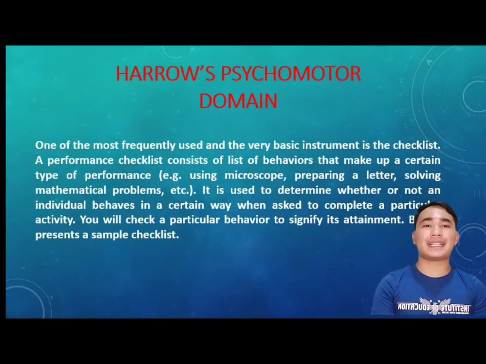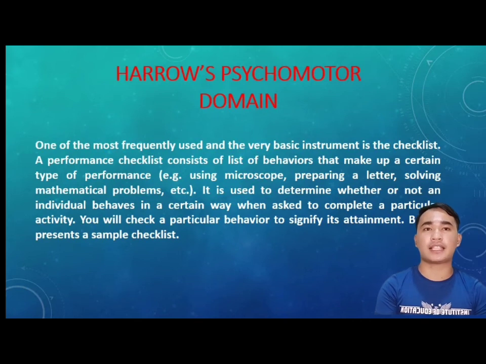After we discuss the Dave psychomotor domain, we also have the Harrow psychomotor domain, in which in this topic the tool being used, the checklist, is highly emphasized. Actually, guys, there are many kinds of observation tools that can be applied in the Harrow psychomotor domain, but the checklist is highly emphasized here. There are also rating scales, anecdotal records, or critical incident technique. But one of the most frequently used and very basic instruments to assess performance in a specific topic is the checklist.